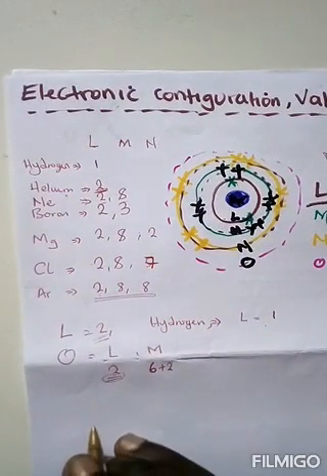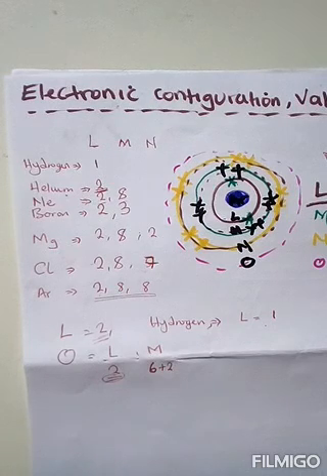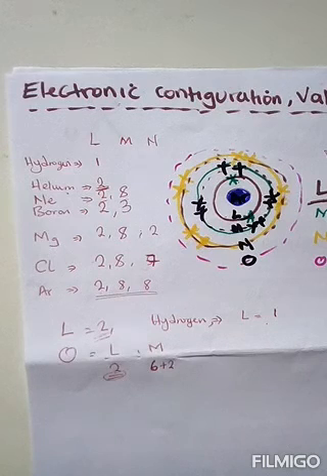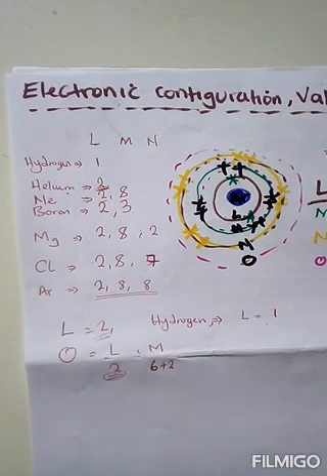Now, what do we mean by valence? Valence is simply how many electrons an element should add for that shell which is lacking to be fully filled.